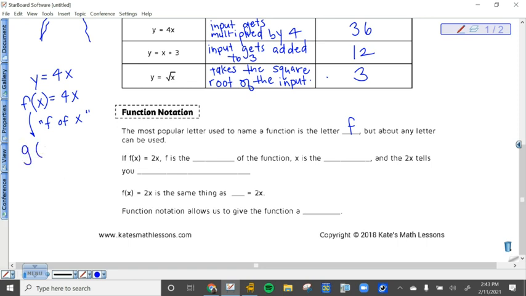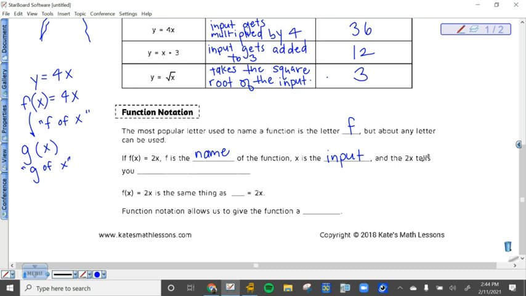This would be, what do you think? How would we say that? If this was f of x, what would this be? G of x. Okay. So if f of x equals 2x, f is the name of the function, and x is our input. So it's saying function f in terms of x.